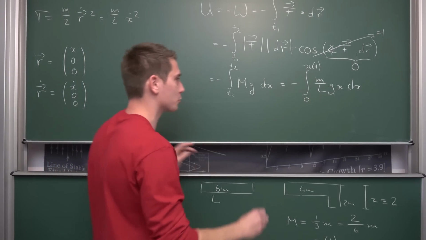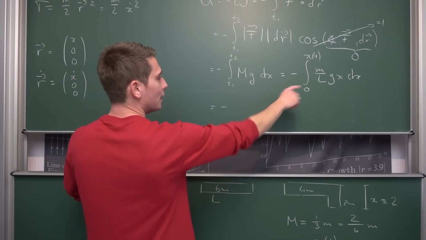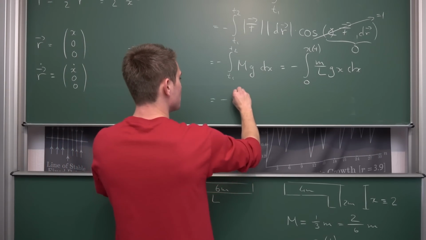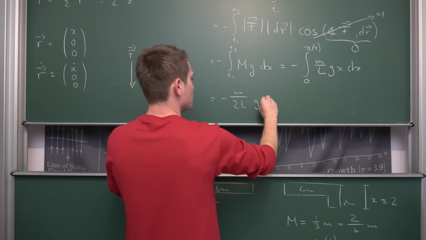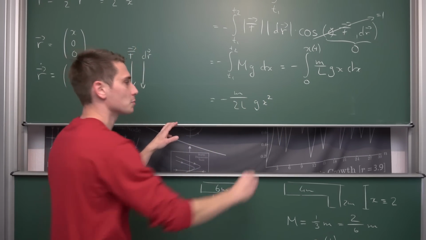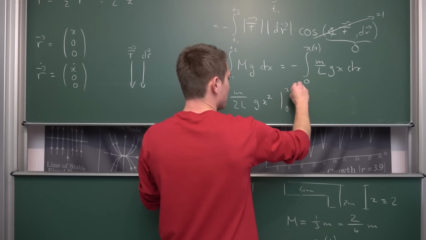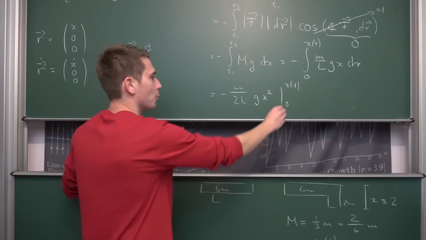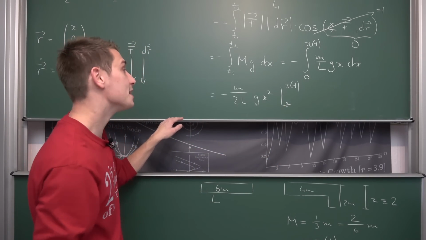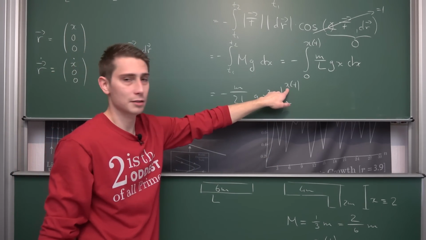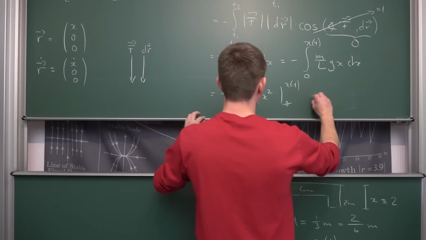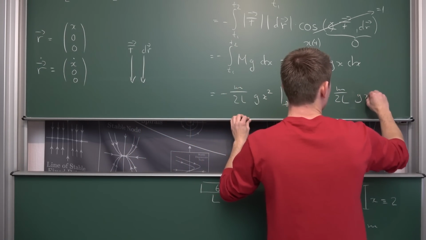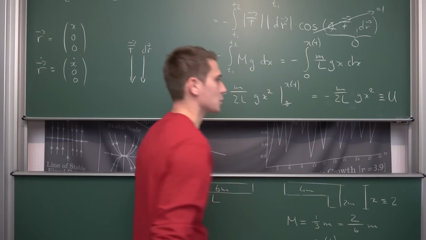And this is really easy to integrate. Namely, negative x is going to be integrated to x squared over 2. So m over 2L times g times x squared from 0 to x with respect to t. Okay, and now we are basically done. At 0, this is going to vanish. This is just a polynomial without a y-intercept. And in our x, we are just going to plug in x, leaving us with negative m over 2L times g times x squared, being hence nothing but our potential energy U.